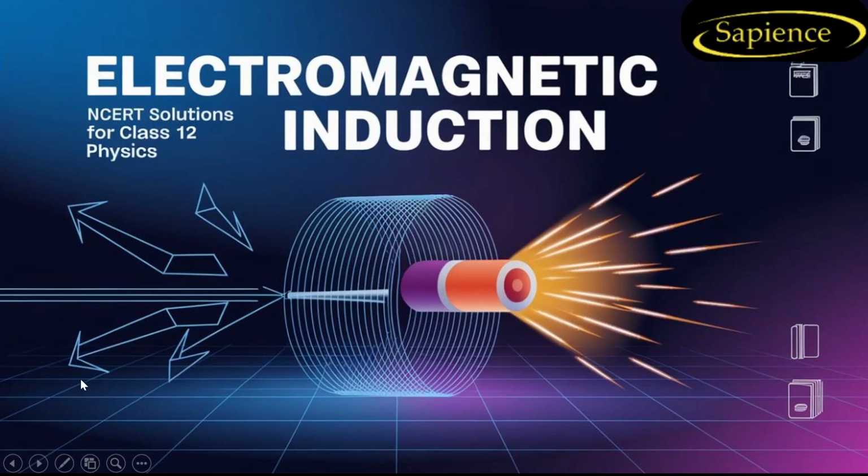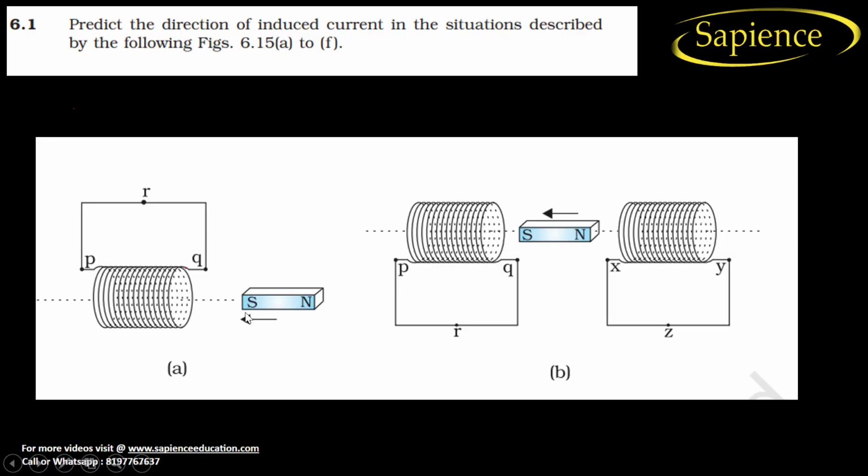So today I am going to discuss the NCERT solution for class 12 physics, and the topic you know very well, electromagnetic induction. First of all, we will start solving problems from question number 6.1.